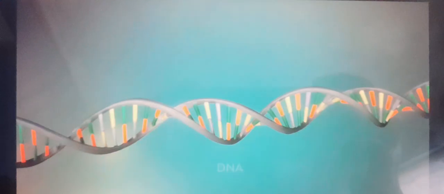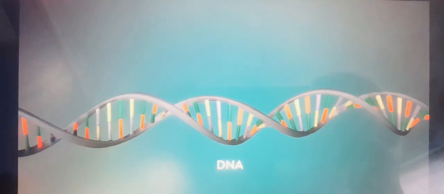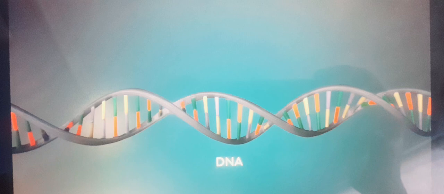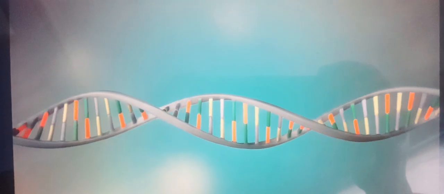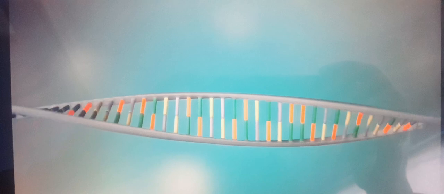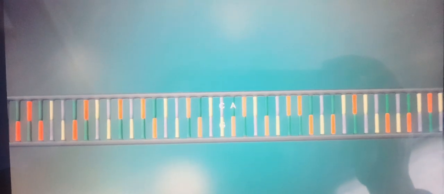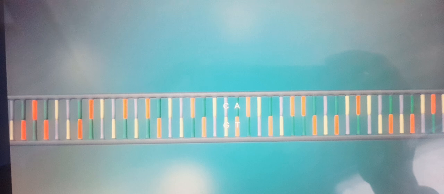Replication. DNA is a molecule made up of two strands, and those two strands form a double helix. Each of the strands is made up of nitrogenous bases, that is thymine, adenine, cytosine, and guanine. The two strands are complementary.